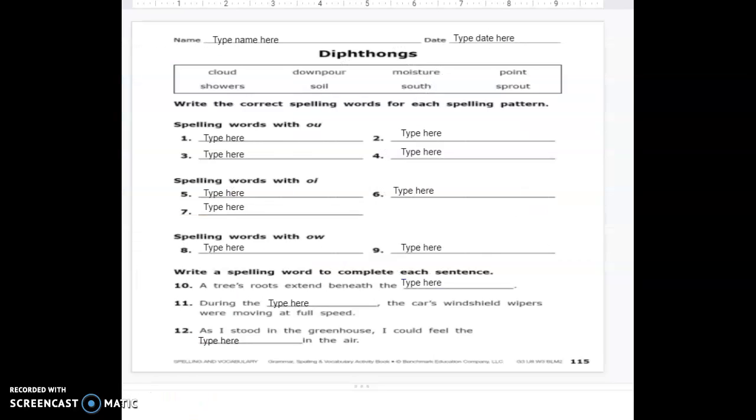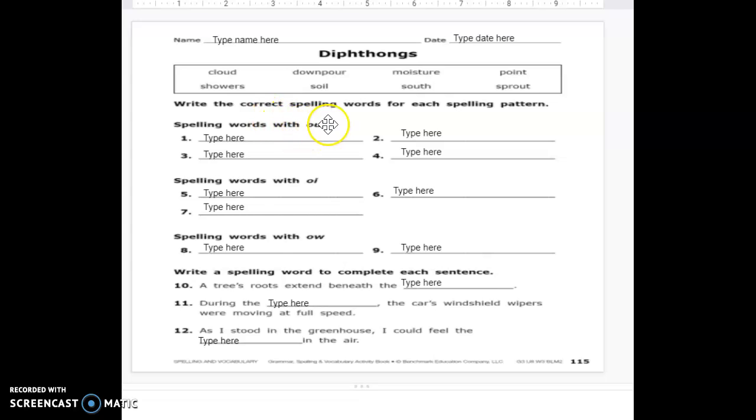Here are some of the diphthongs that we are going to be looking at today. We're going to be looking at cloud, downpour, moisture, point, showers, soil, south, and sprout. Each of these words has a diphthong in it. So your job is to sort them in the right spot.